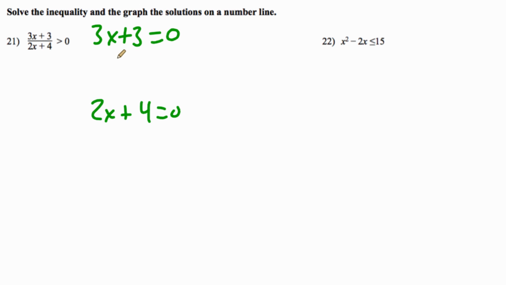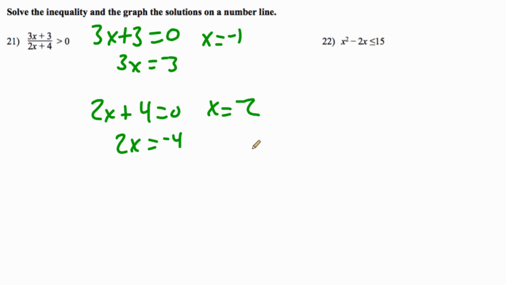The first one we should subtract the 3 over, so 3x equals negative 3. Then if we divide both sides by 3, we get x equals negative 1 as our first critical number. For the second one, I'm going to subtract the 4 over, so 2x equals negative 4, and then divide by 2, we get x equals negative 2. So we've got critical numbers at negative 1 and negative 2.